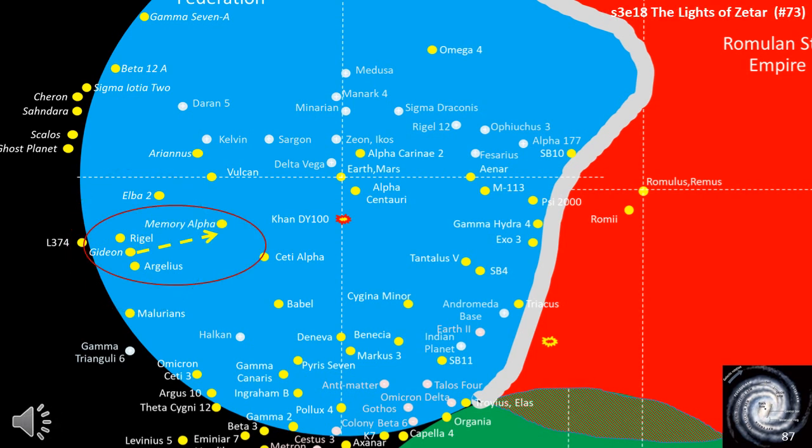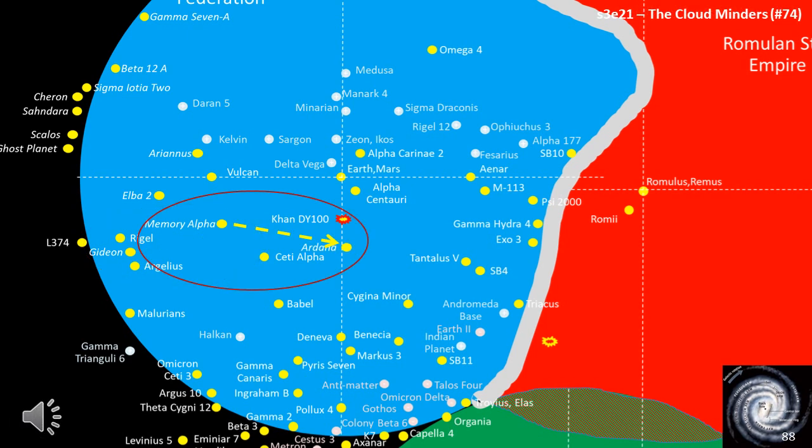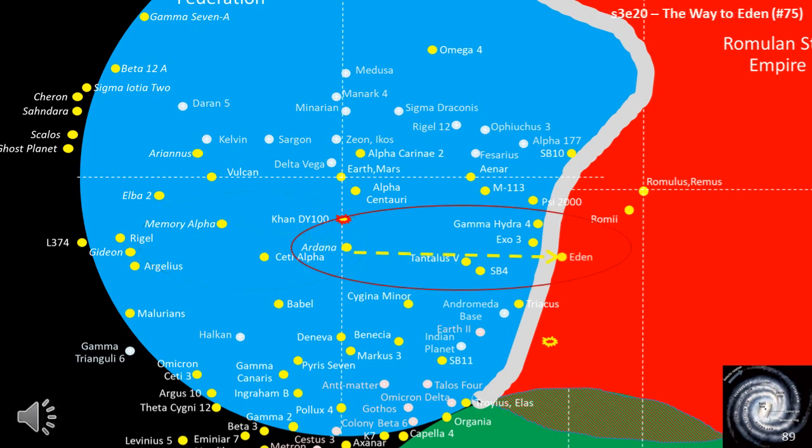In The Lights of Zeta, the Enterprise travels to Memory Alpha, the Federation library planet, which must be well inside Federation territory. In The Cloudminders, the Enterprise once again heads off for the Romulan border, but on the way drops by Dana. In the episode The Way to Eden, the Enterprise travels to Eden. Luckily, no Romulan warships were around, as this is in Romulan Star Empire territory.